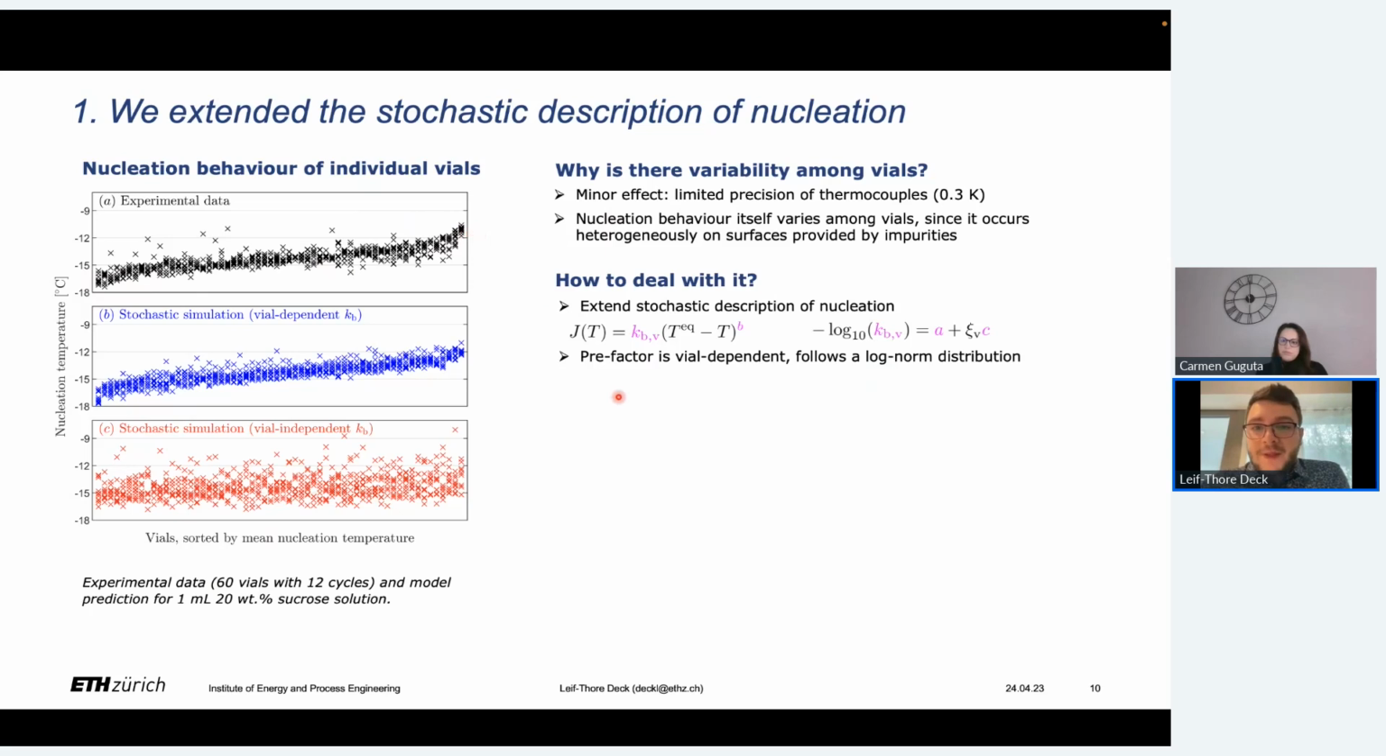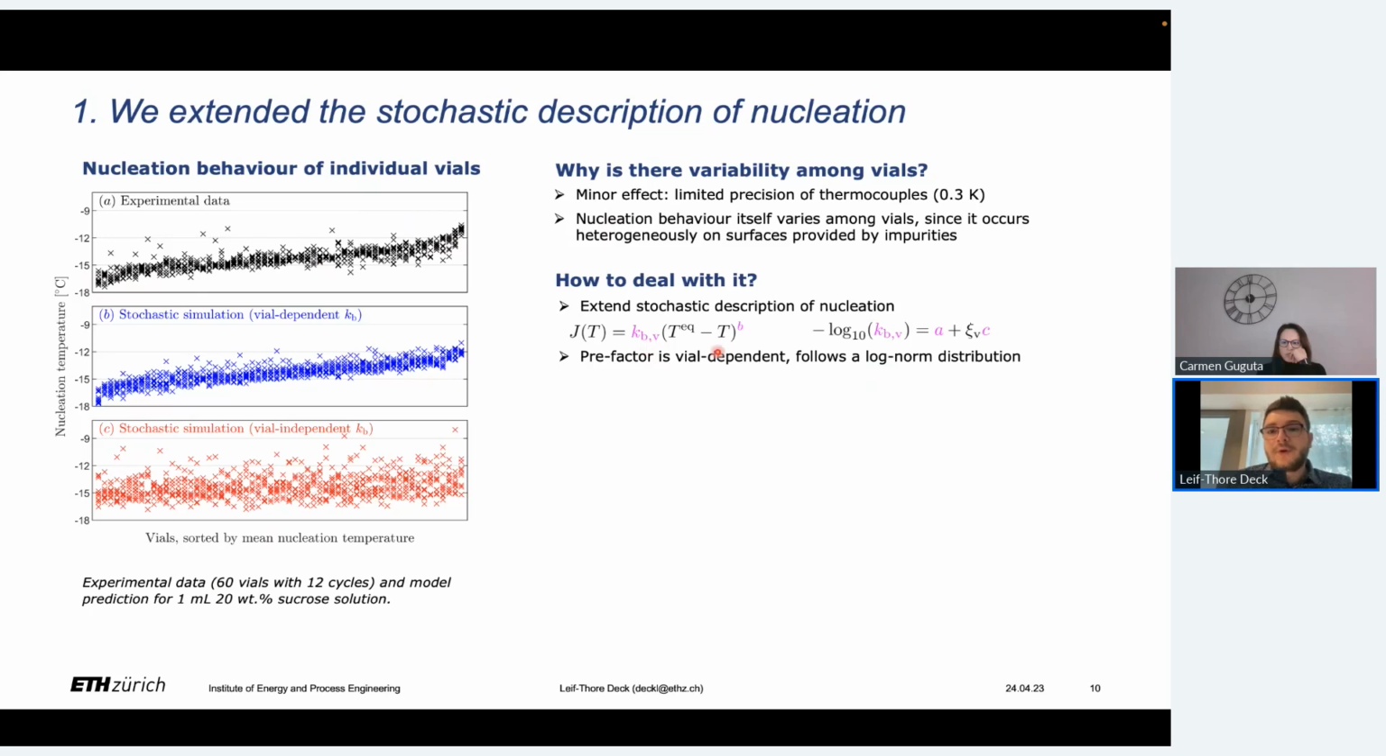And what we add is a vial dependency to the prefactor Kb. The idea is that this Kb factor scales with the number of nucleation sites. So in some vials, you might have more sites than in others. And those vials that have more nucleation sites will simply nucleate higher.